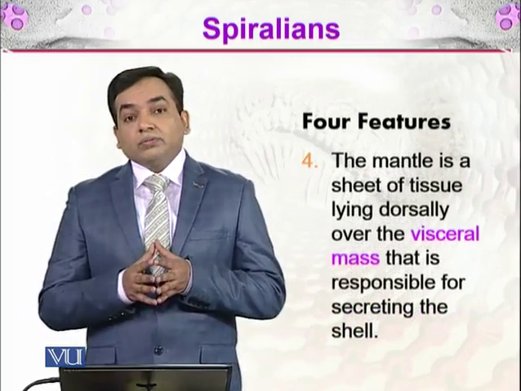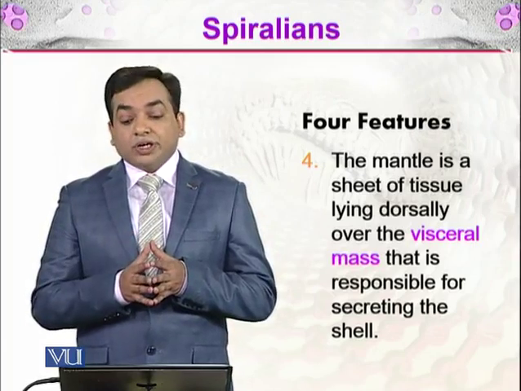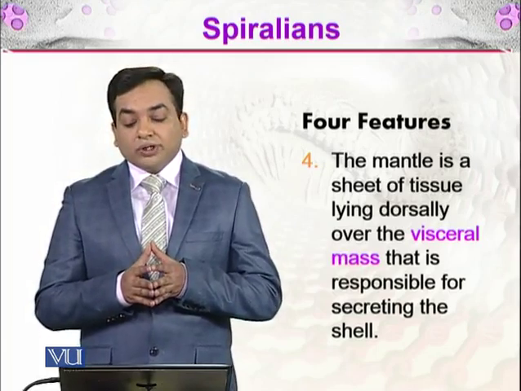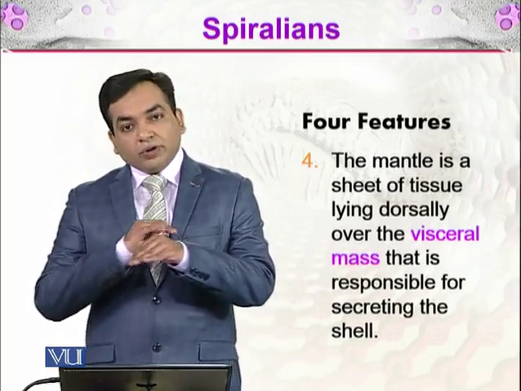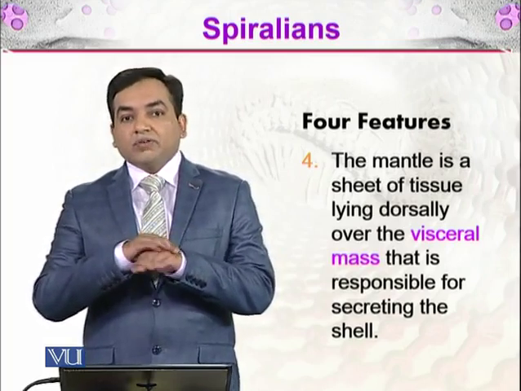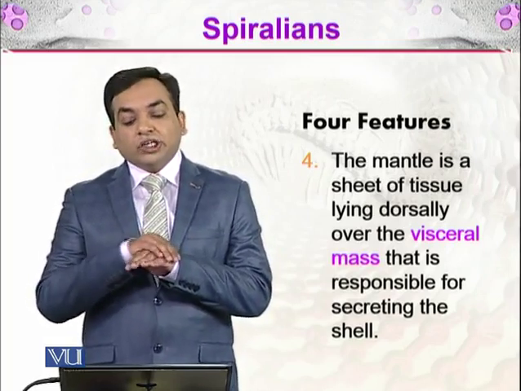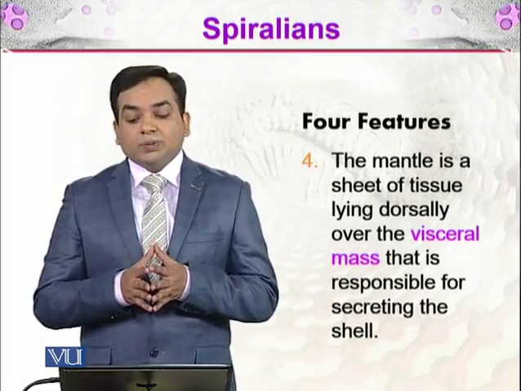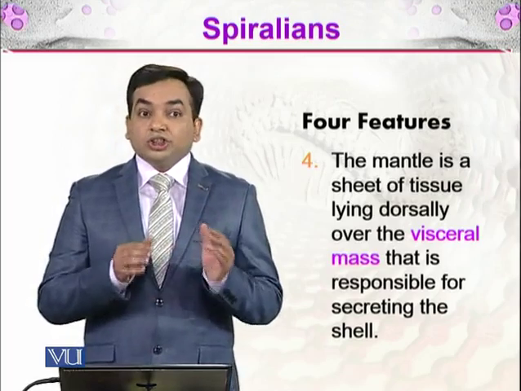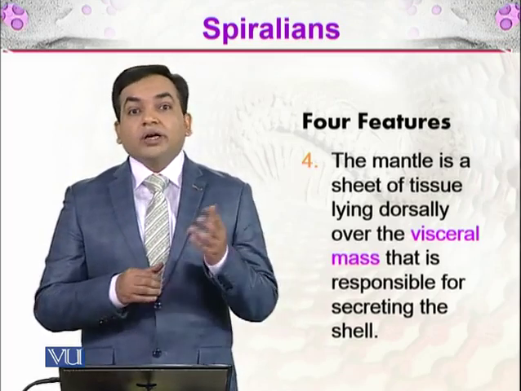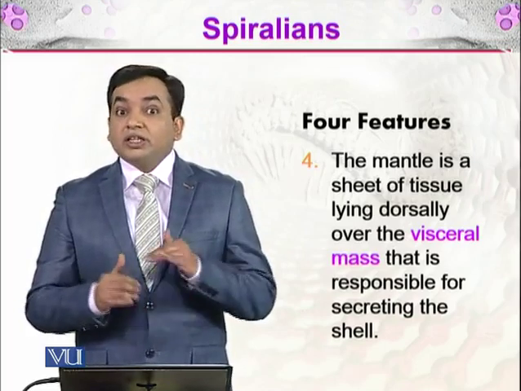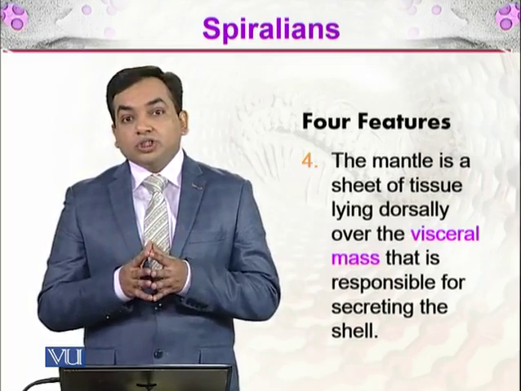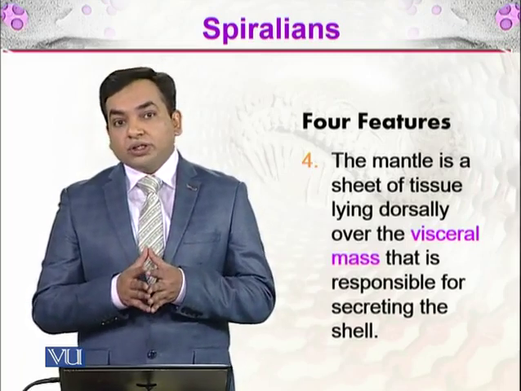And the fourth and last but not the least feature is the mantle. The mantle is a sheet of tissue lying dorsally over the visceral mass. So whatever organs are there, the coelomic cavity, over it is a sheet of tissue. And what does that tissue do? That tissue is responsible for secreting the shell. The shell is not something that they find lying around in the environment. They secrete their own shells. The mantle is the tissue that is doing that job.